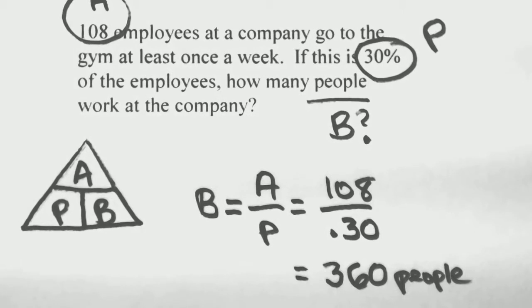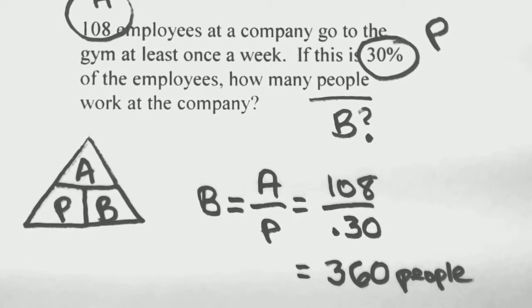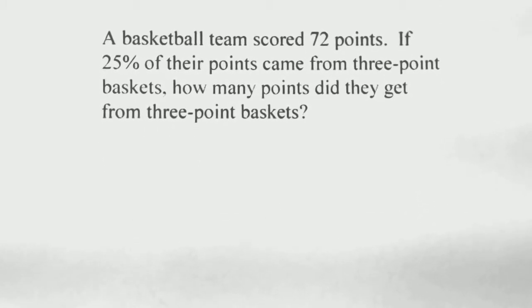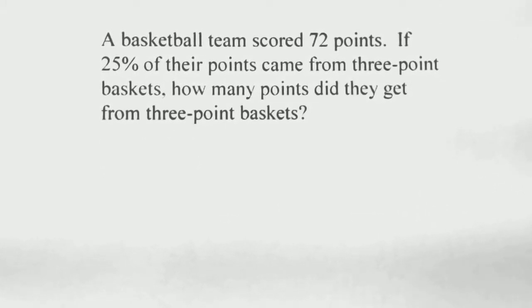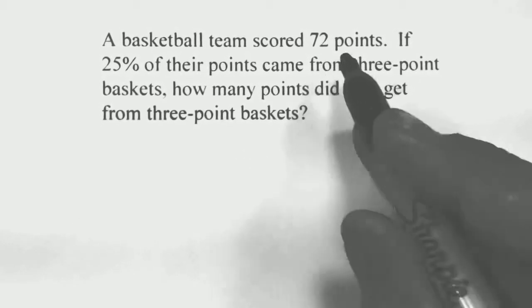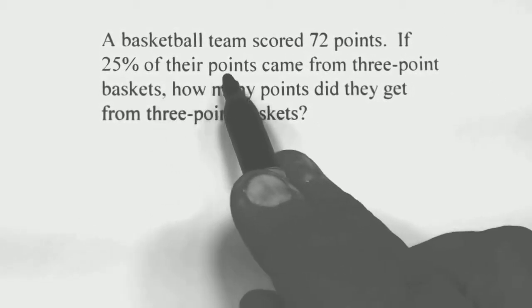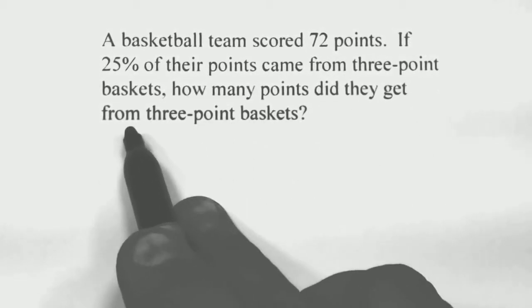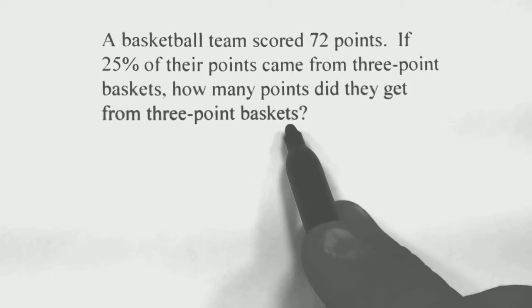Okay, so there again, by identifying first the P, then the B, and the last guy's the A, these are pretty straightforward problems. Okay, here we go. Here's another one. A basketball team, let's get that correct. A basketball team scored 72 points. If 25% of their points came from three-point baskets, how many points did they get from three-point baskets?